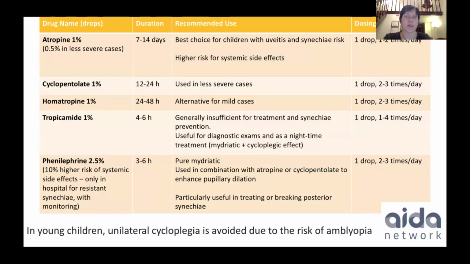Cyclopentolate eye drops are commonly used to prevent posterior synechiae and reduce pain from ciliary muscle spasm in children with active uveitis. Unilateral cycloplegia is avoided in young children to prevent amblyopia. Mydriatics like phenylephrine are used to break synechiae.